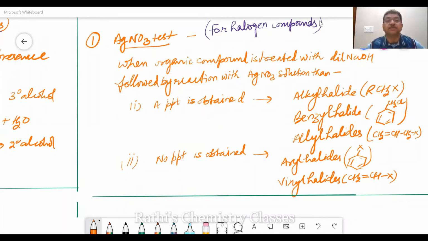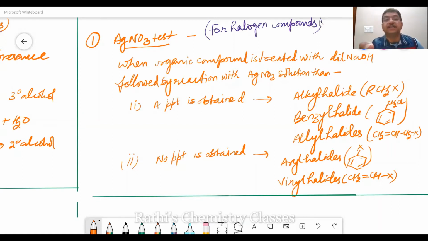Today we will discuss the tests for organic chemistry, which are used to distinguish different organic compounds as well as in word problems. So we will discuss all the tests one by one, chapter wise. First of all, the silver nitrate test.